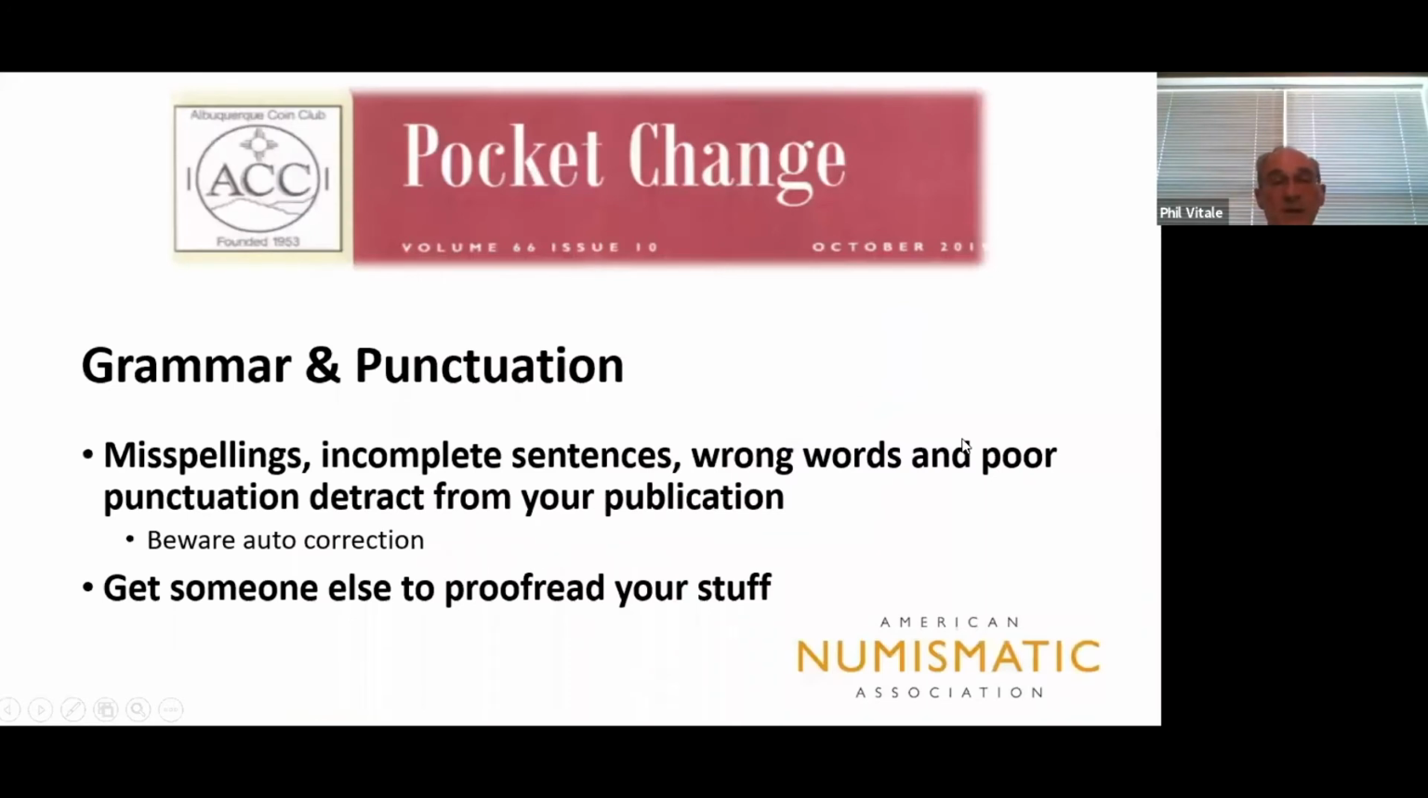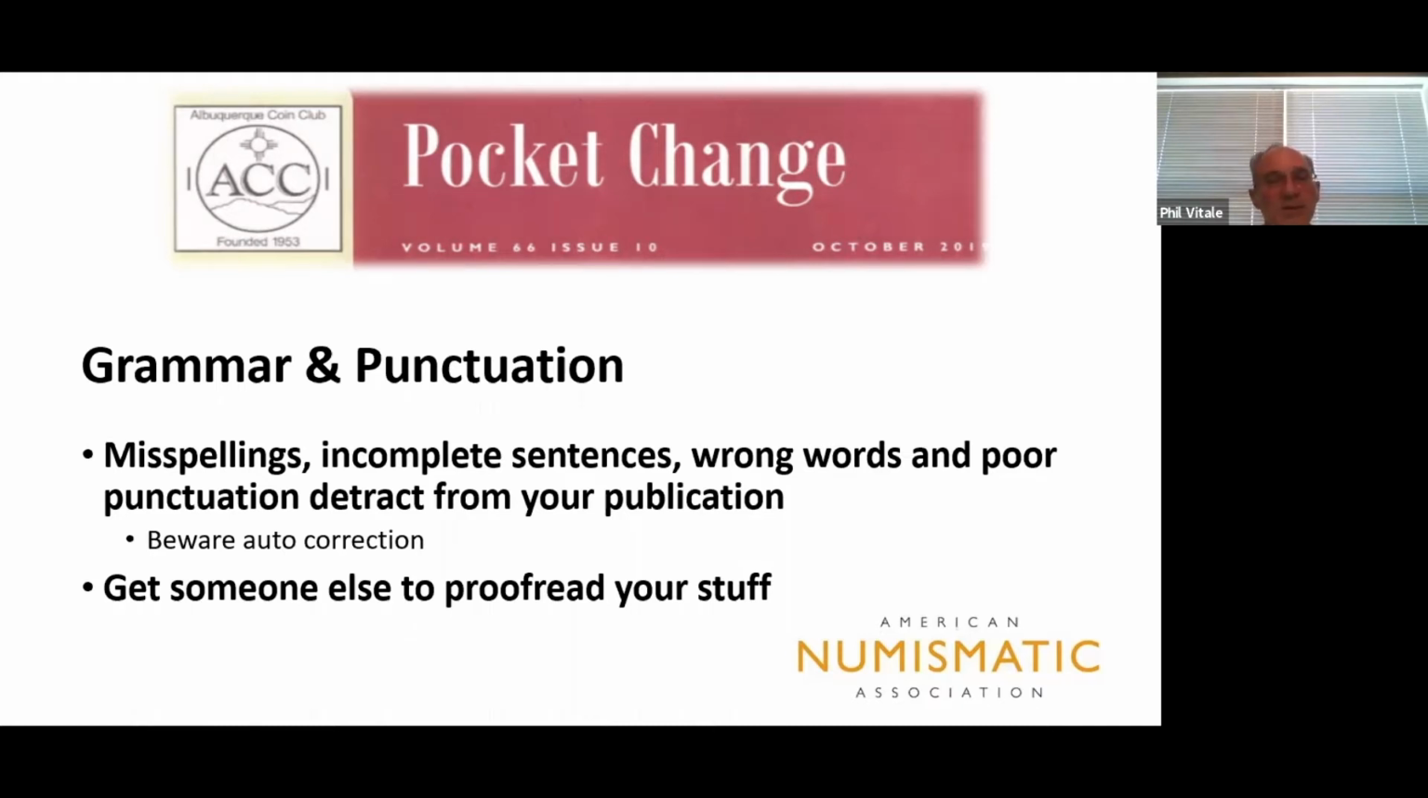So I don't know about you guys, but I'm an engineer, and the spelling gene was misplaced in my makeup. So it's tough sometimes, and I don't spell very well, and occasionally I use the wrong word. And, not normally punctuation, but one of the things I always tell people is beware of autocorrection.